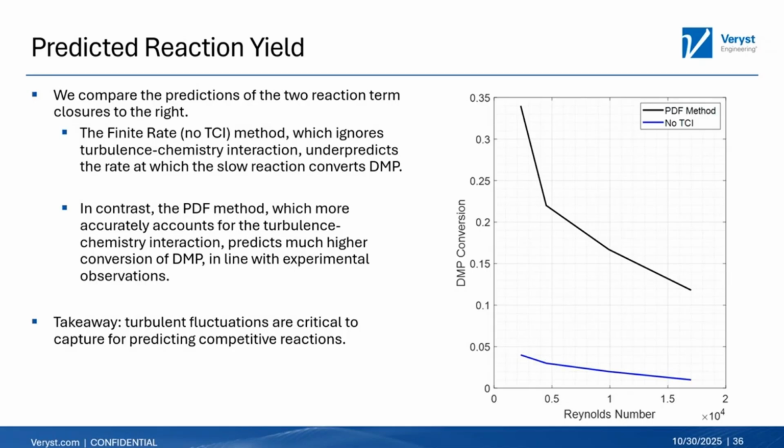Basically, the slow reaction still plays an important role at lower Reynolds numbers, but we miss that completely with the finite rate method. Conversely, the PDF method does capture that, and this therefore shows that when we're approaching the modeling of a turbulent flow system of competitive reactions, capturing the effect of those fluctuations is critical for reliable understanding of how the reacting system proceeds.